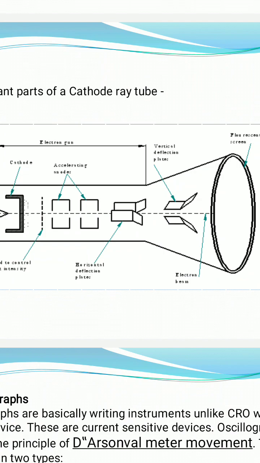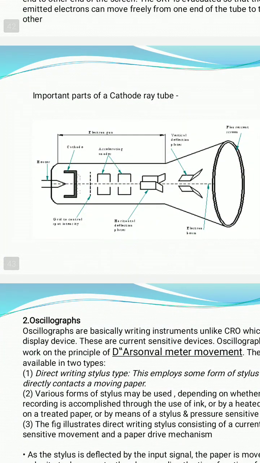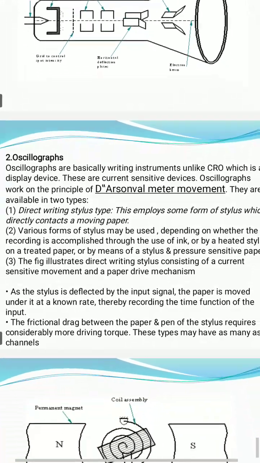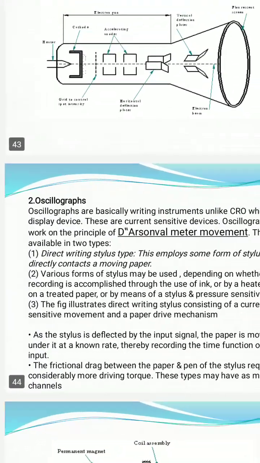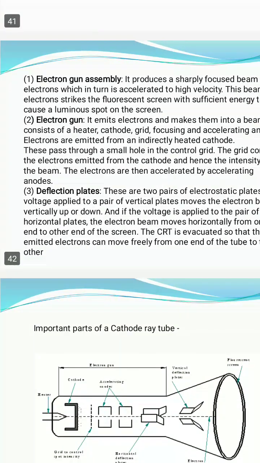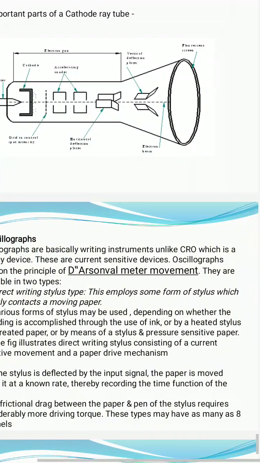What is the deflecting system? The deflecting system helps to move the beam and helps to form the images. This is called the cathode ray tube, which is the heart of the cathode ray oscilloscope. Correct? So this is about the terminating device.